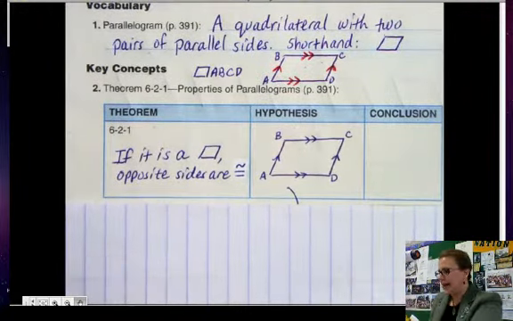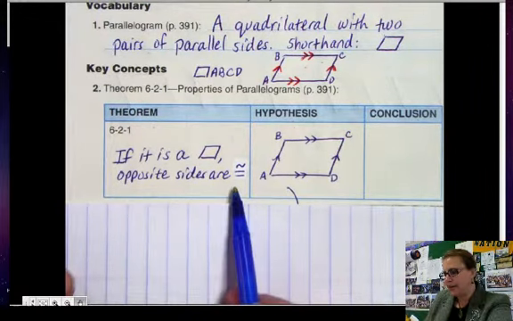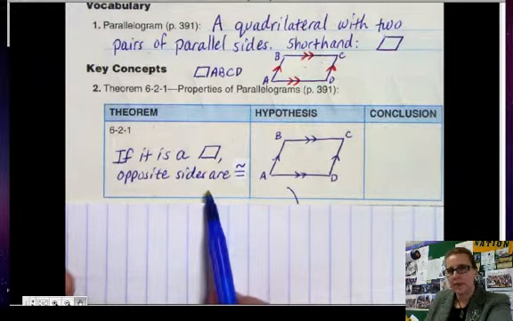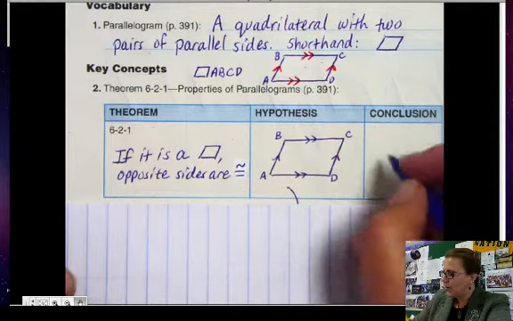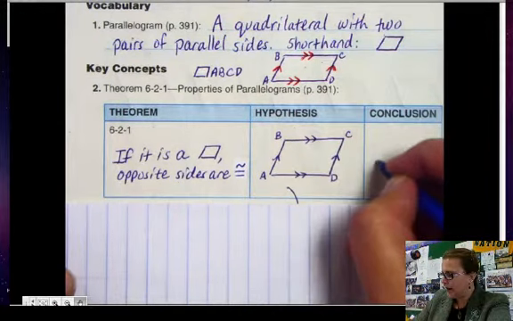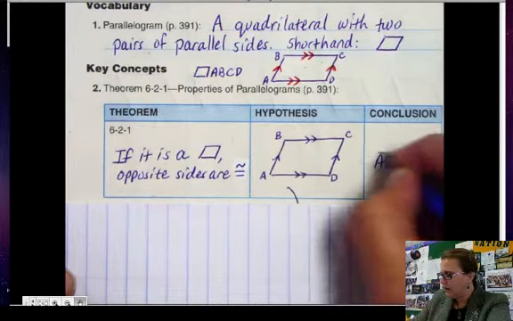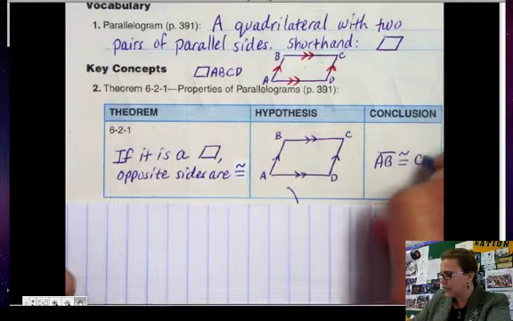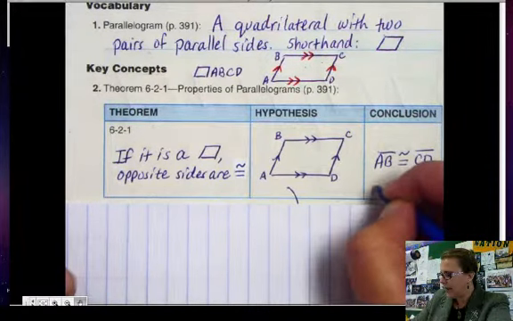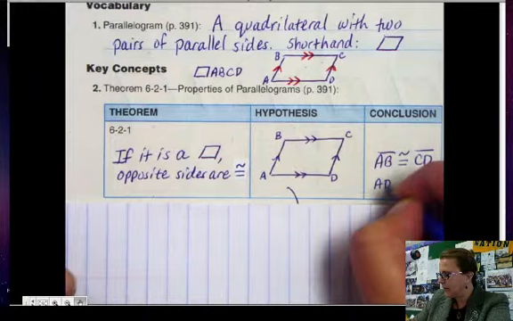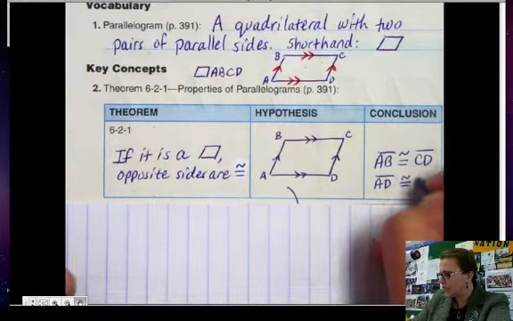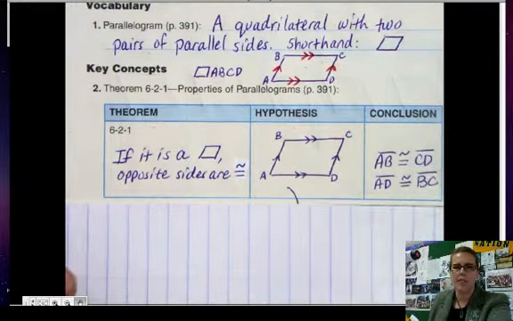One is that the opposite sides are congruent. So if this is a parallelogram, then I know that AB is congruent to CD, and I also know that AD is congruent to BC. Okay, opposite sides are congruent.